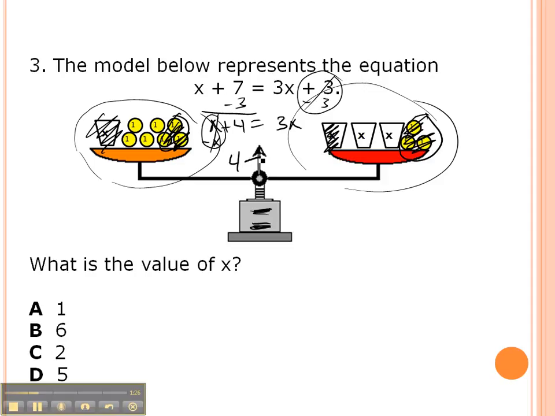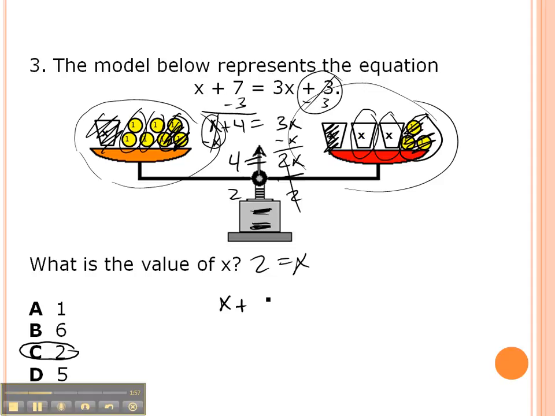So I have 4 equals 2x. 2x equals 4. And that's what our model looks like now: 2 cups, 2 x's, equals 4 chips. So 1 cup would equal 2 chips, which is the same as dividing both sides by 2. 4 divided by 2 is 2, and on the other side we just have x. 2 over 2 is 1. So x equals 2.